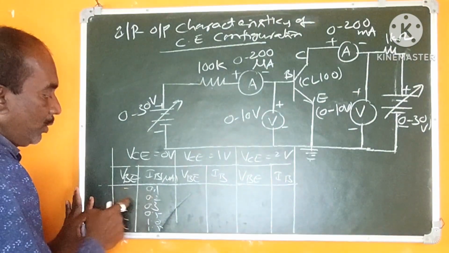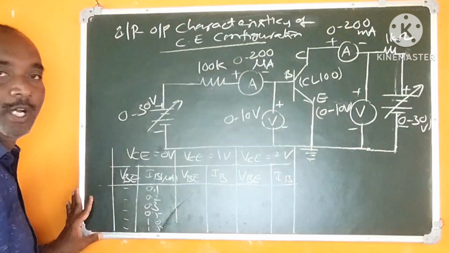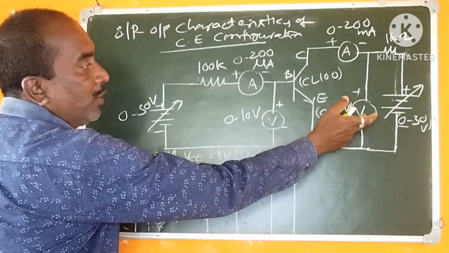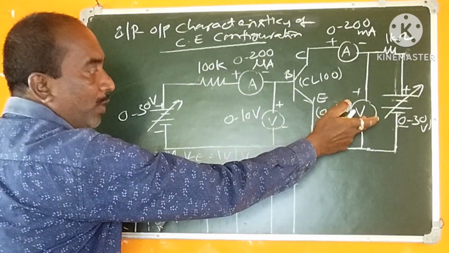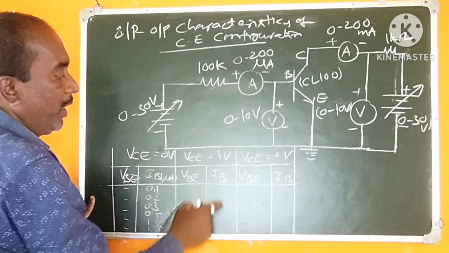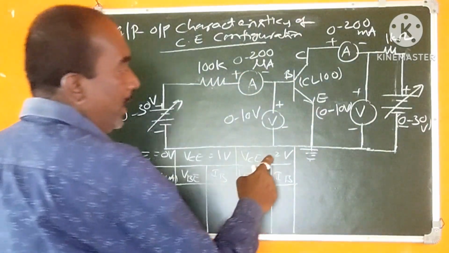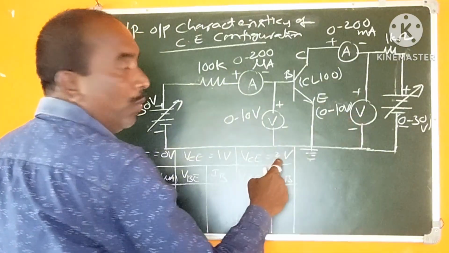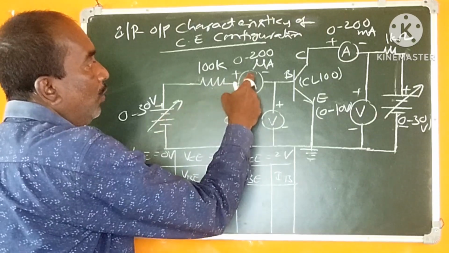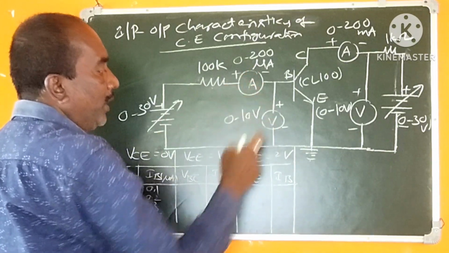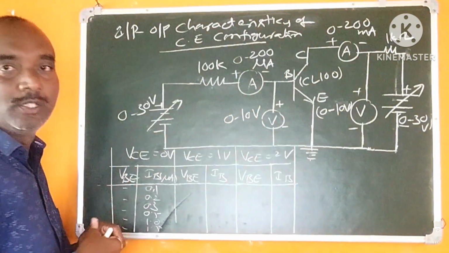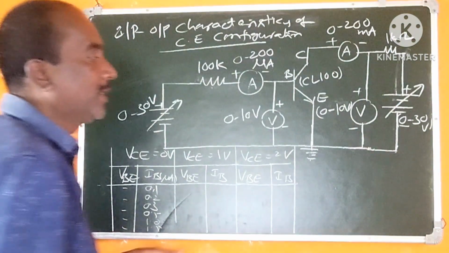For 0.2, what is the value? For 0.2, for 0.3, for 0.5 and so on. And similarly, at 1 volt, it is to be kept at 1 volt. By keeping it at 1 volt and varying this RPS, the corresponding readings of ammeter and voltmeter are to be noted in a similar pattern. And next, this is to be kept at 2 volts, varying this RPS power supply, noting the corresponding readings of ammeter and voltmeter. After noting down all the readings, you can draw the input characteristics.